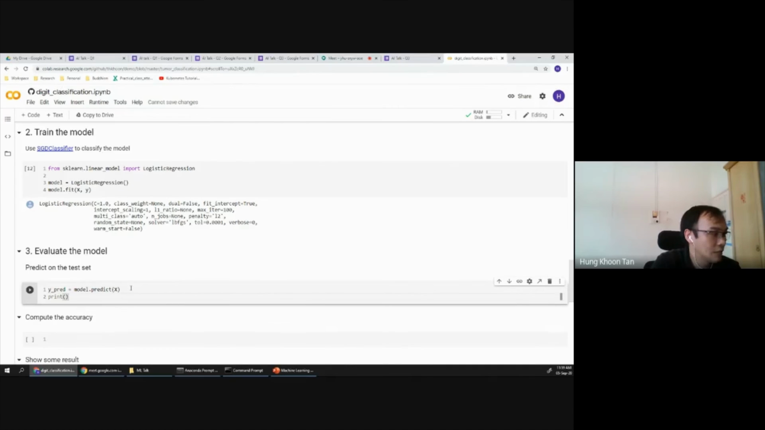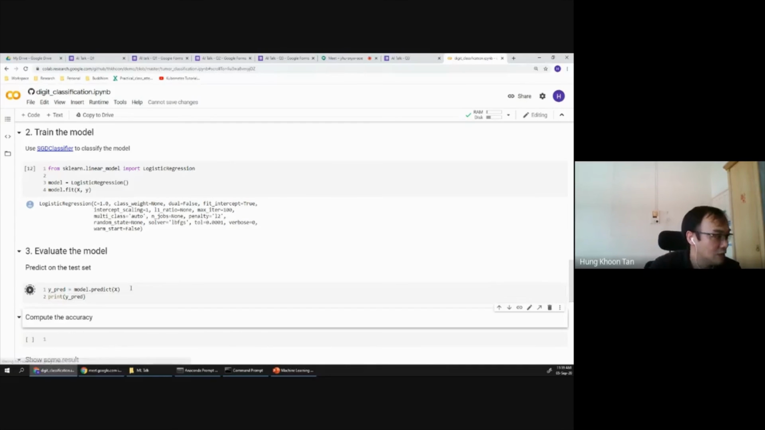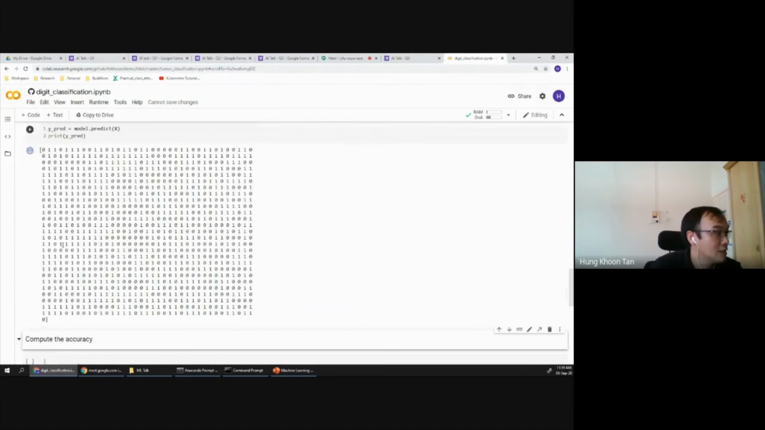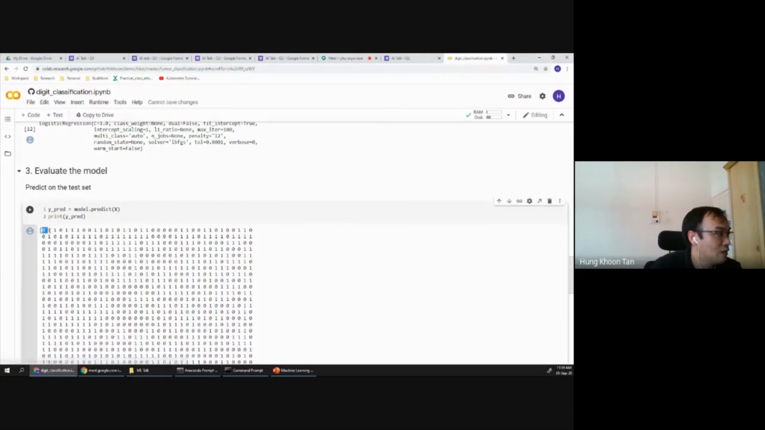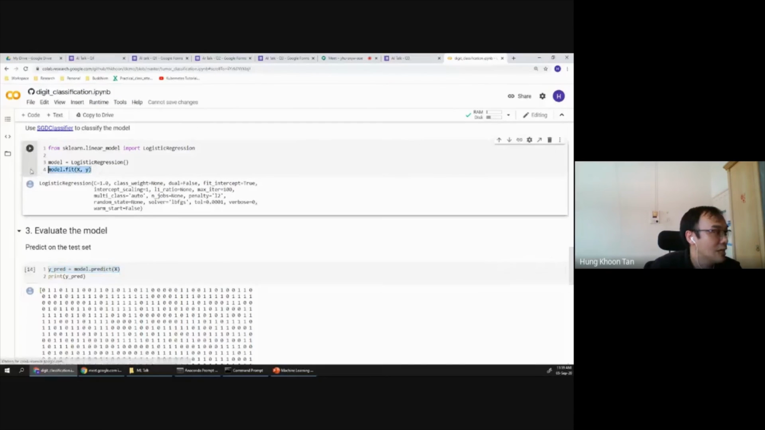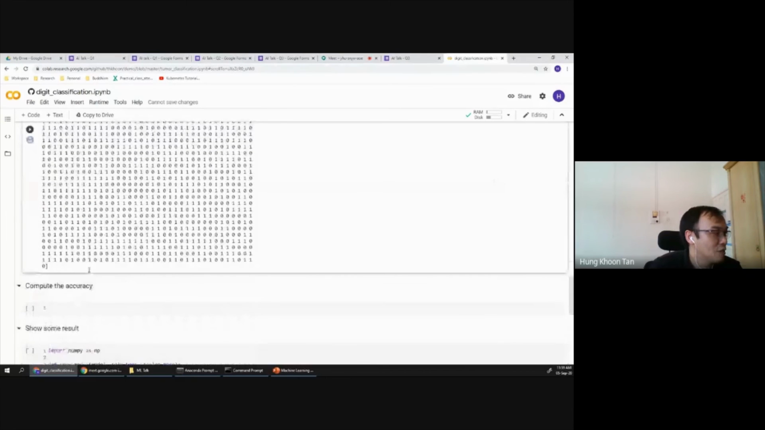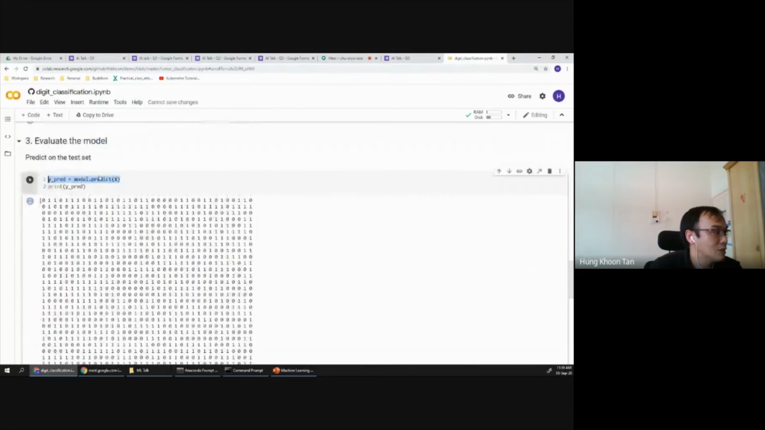So let's see the result of the prediction. From here, these are the predictions for sample 1, sample 2, sample 3, sample 4. So it's just another one line of code to do the prediction. Right? So this is one line to train a model, one line to use it. Okay? And then from here, we want to see how well the model performs.